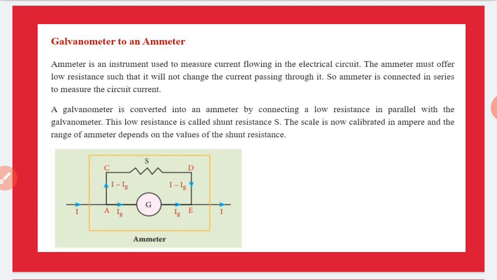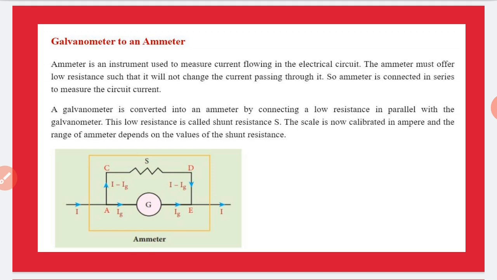Now, how is it converted? So you look here. A galvanometer is converted into an ammeter by connecting a low resistance in parallel with the galvanometer. This low resistance is called shunt resistance S. The scale is now calibrated in ampere and the range of ammeter depends on the value of the shunt resistance.